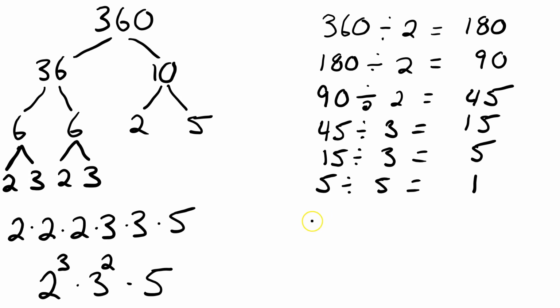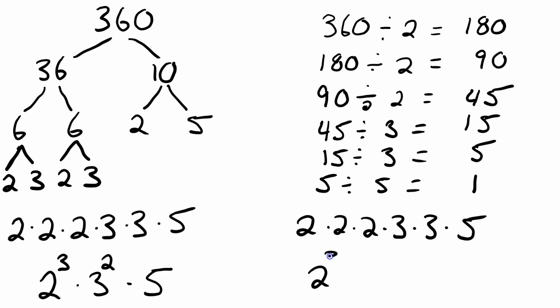Just write down my primes, 2, 2, 2, 3, 3, and 5, and I'll simplify it. There's 3 2's, 2 cubed, there's 2 3's, 3 squared, and 1 5. 2 cubed, 3 squared, 5. Looks like they work. Excellent. So prime factorization: break up your numbers into your primes, combine them in the end.